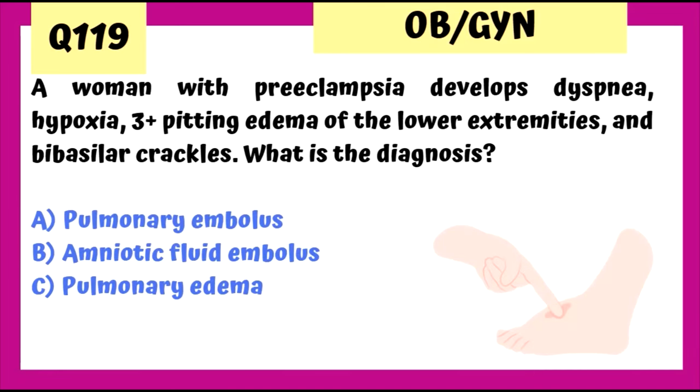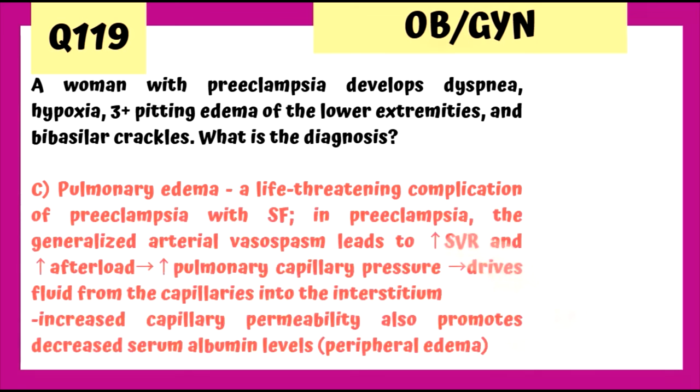119, a woman with preeclampsia develops dyspnea, hypoxia, 3+ pitting edema of the lower extremities, and bibasilar crackles. What is the diagnosis? So what happened over here? She developed these bibasilar crackles. This is pulmonary edema, which is a life-threatening complication of preeclampsia with severe features. What happens is preeclampsia, the generalized arterial vasospasm leads to increased SVR, an increase in afterload. There will be an increase in pulmonary capillary pressure, which drives fluid from the capillaries into the interstitium. That's what the pulmonary edema is. And this increased capillary permeability also promotes decreased serum albumin levels, leading to peripheral edema.